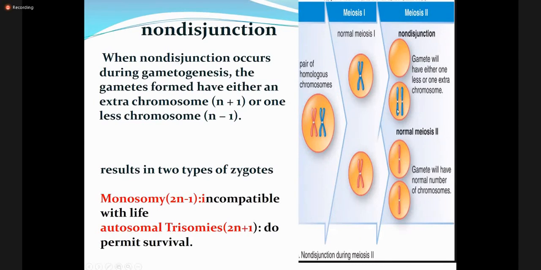What would happen? This is having one extra chromosome. And if this gamete is getting fertilized with this sort of gamete, this would result in a loss of chromosome. So it results in two types of zygotes: monosomy, 2n-1, that is incompatible with life, and autosomal trisomies. Here it would result in trisomy, and here it would result in monosomy.